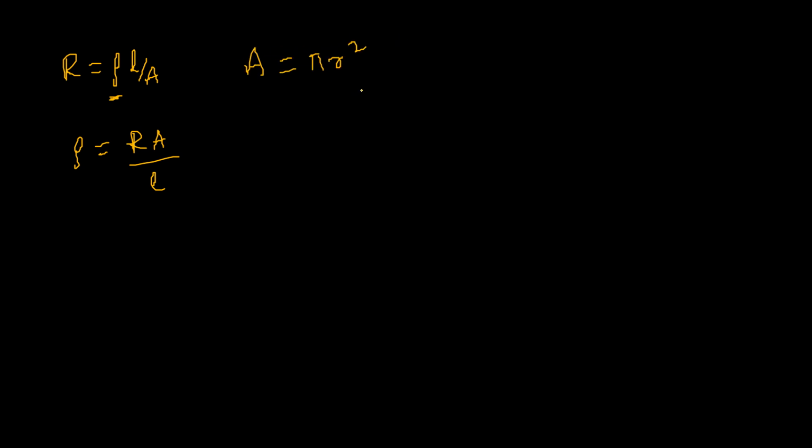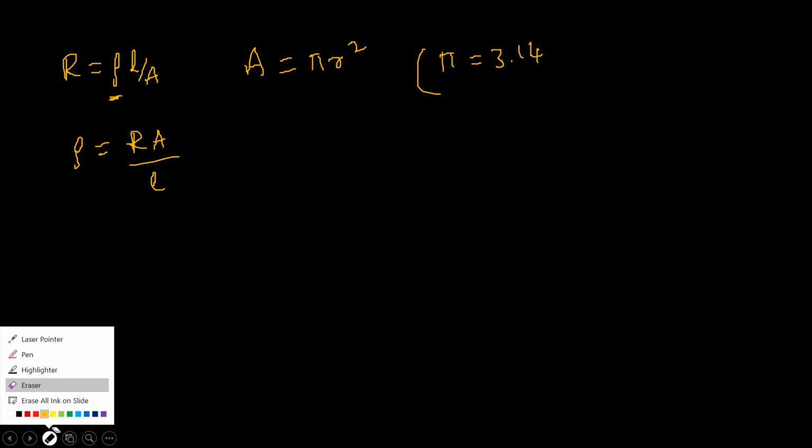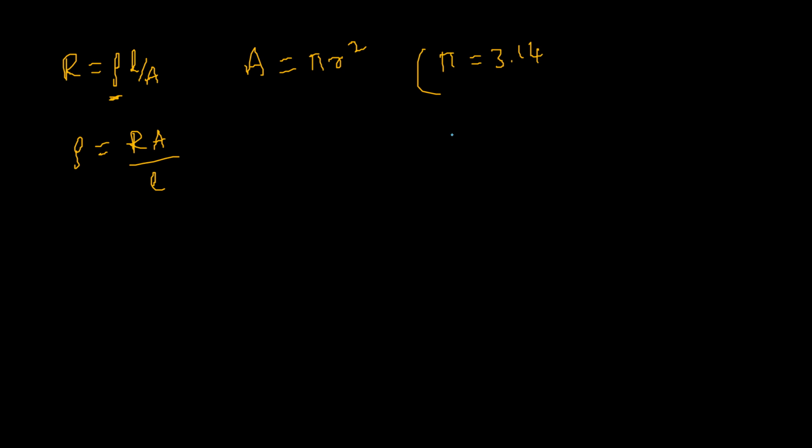R you already know. For the pi value we can write 3.14, or we can also write 22/7. Any value you can substitute, that depends on you.